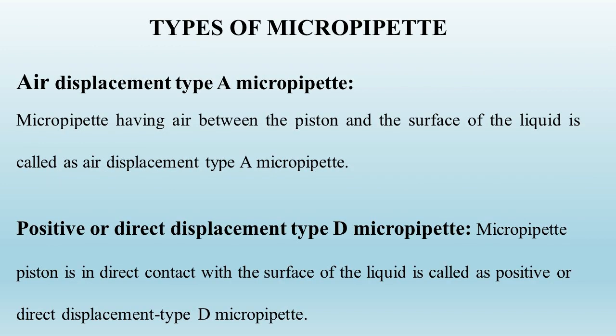Types of micropipette. First is the air displacement type A micropipette. A micropipette having air between the piston and the surface of the liquid is called an air displacement type A micropipette. Second is the positive or direct displacement type D micropipette. A micropipette whose piston is in direct contact with the surface of the liquid is called a positive or direct displacement type D micropipette.